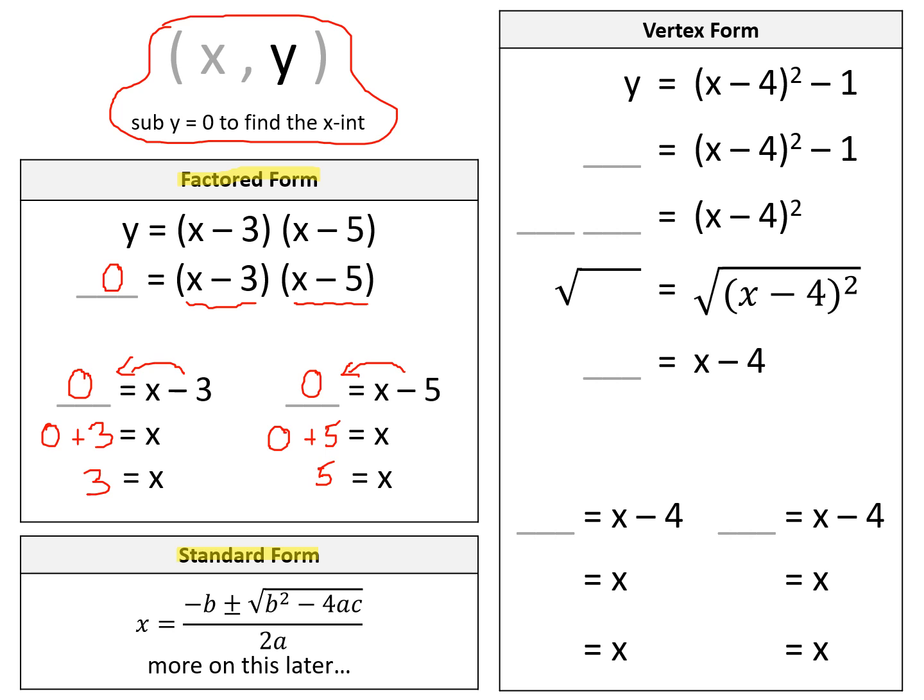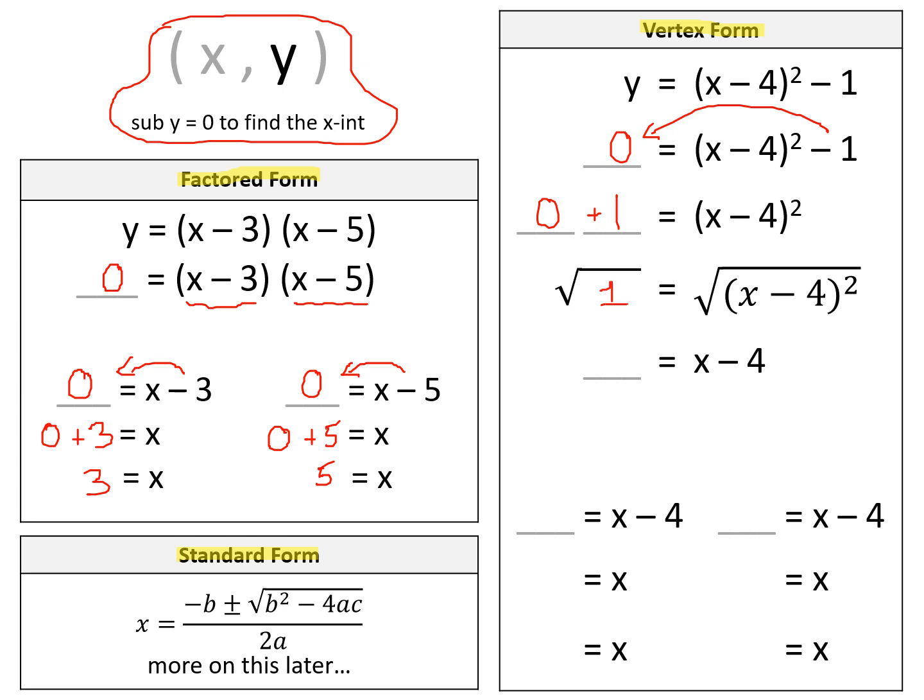If you're given the quadratic relation in vertex form, you again are going to follow the same strategy we just did. You're going to substitute y as 0. Next, we're going to move minus 1 to the other side of the equation, which means it's going to become its opposite operation. It's going to become plus 1. 0 plus 1 is just 1.